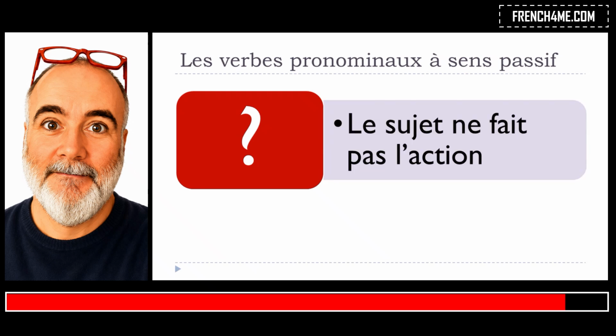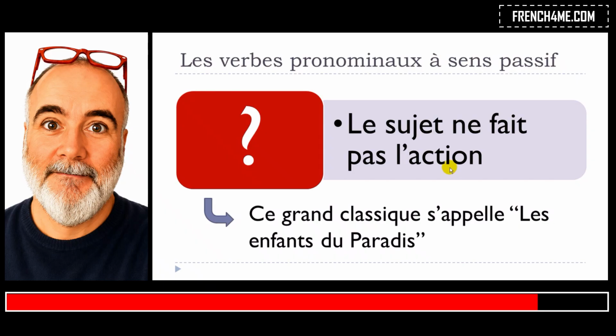Well, the main concept that you've got to keep in mind is that when we talk about le passif in French, it's actually quite strict in a way. We just want to express the fact that le sujet ne fait pas l'action, so the subject doesn't do the action. Okay, so I know it can be quite tricky. That's the reason why I want to give you an example here.